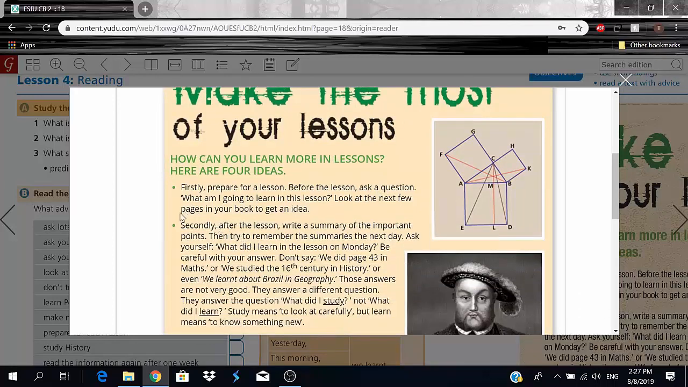Firstly, prepare for a lesson. Before the lesson, ask a question. What am I going to learn in this lesson? Look at the next few pages in your book to get an idea.